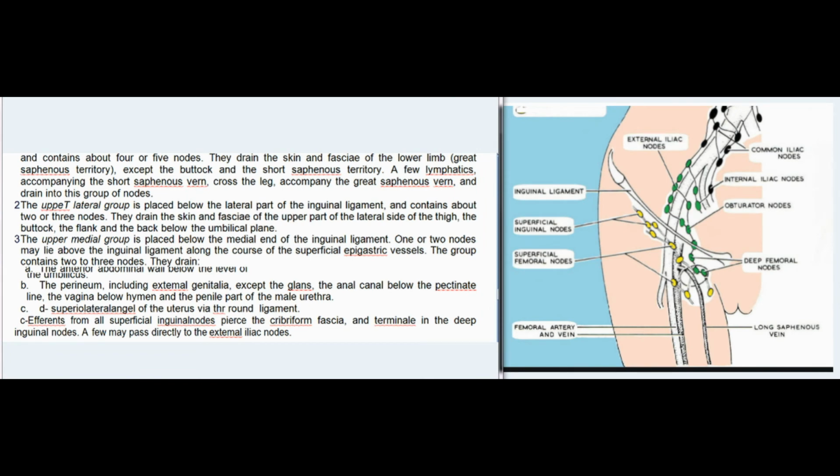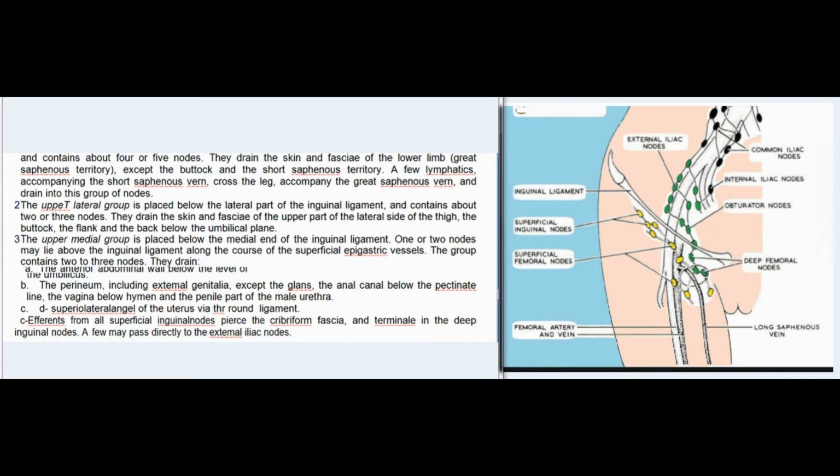They drain the skin and fasciae of the lower limb, great saphenous territory, except the buttock and the short saphenous territory. A few lymphatics, accompanying the short saphenous vein, cross the leg, accompany the great saphenous vein, and drain into this group of nodes.